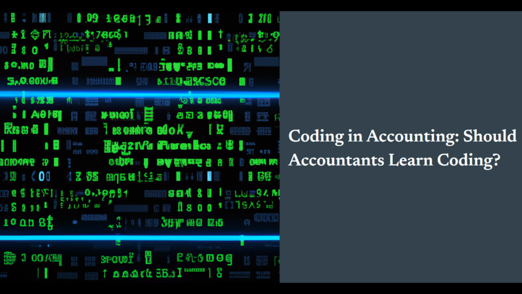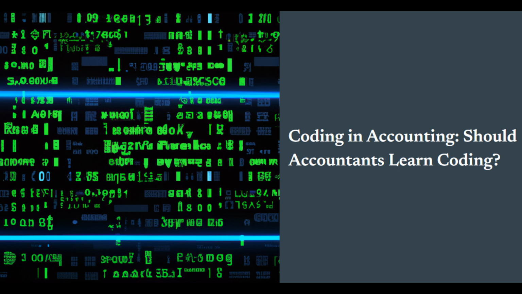Finally, coding is becoming increasingly relevant in the accounting profession. As technology continues to evolve, the lines between accounting and tech are blurring. Accountants who possess coding skills have a competitive edge in the job market. Now, let's take a moment to consider the pros and cons of coding in accounting. On the plus side, coding can simplify many accounting tasks, making them more manageable. It also enhances reliability, as automated calculations are less prone to human error. Plus, investing in software solutions can be cost-effective in the long run, especially compared to hiring external accountants.